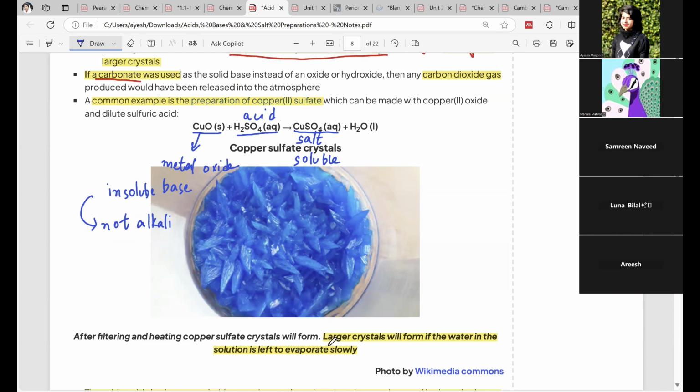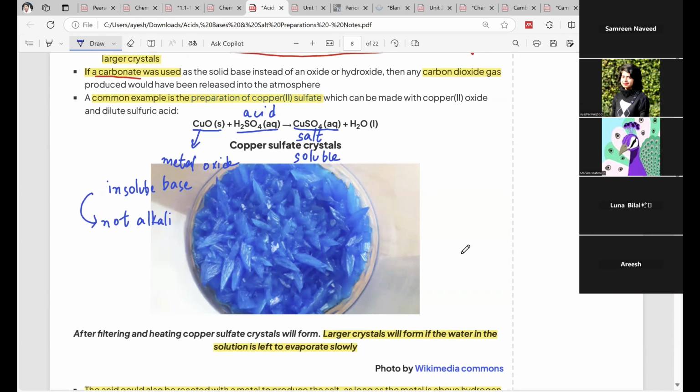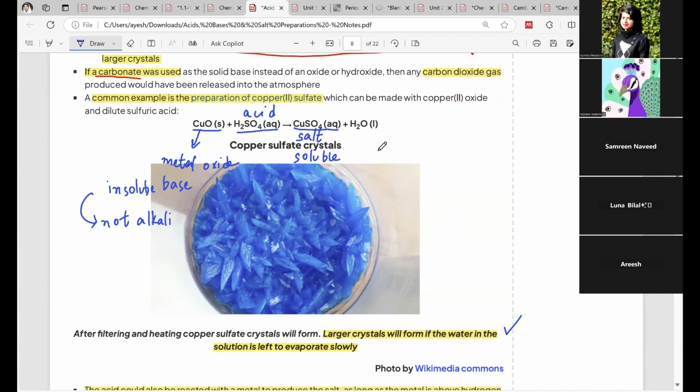Larger crystals will be seen only if the solution is evaporated very slowly. Only then there will be larger crystals. And this is a neutralization reaction because salt and water are produced. So by checking the symbols and the names, you can identify the type of reaction, neutralization as well.